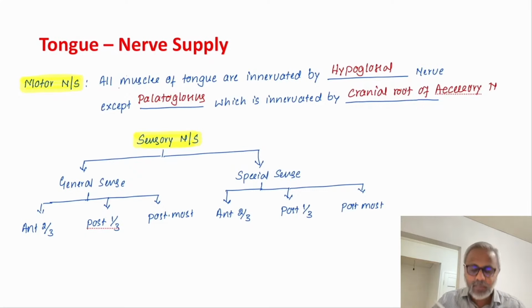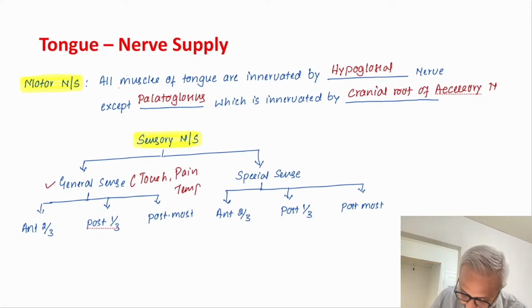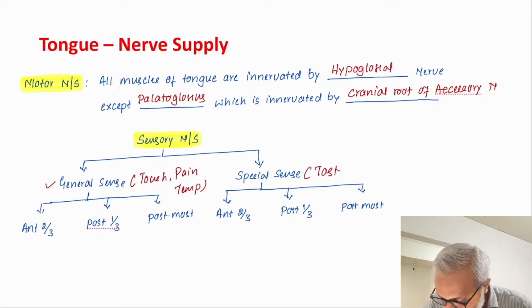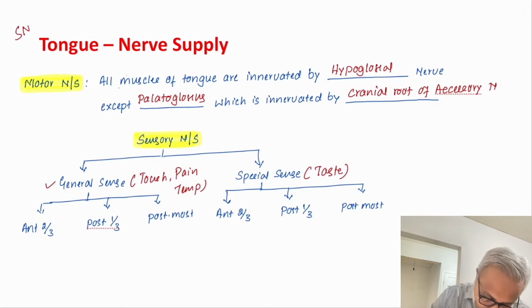Then, what about sensory nerve supply? Sensory nerve supply is divided into general sense and special sense. What do we mean by general sense? General sense refers to touch, pain, temperature. All these sensations from the tongue are referred to as general. Special sense, in simple terms, refers to taste. Nerve supply of the tongue is one more question which can be asked as a separate 5-marker.